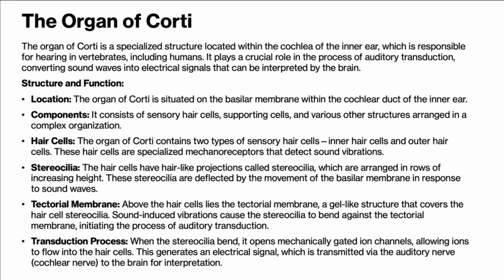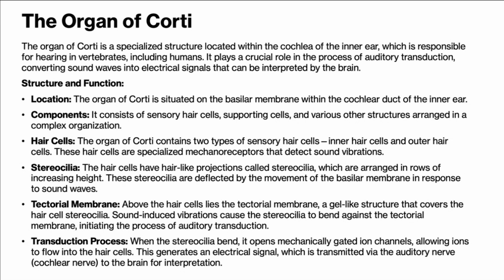So the organ of Corti is a structure found inside of the cochlea of the inner ear, and is important for hearing in vertebrates, including humans. It has an important role in auditory transduction, and it converts sound waves into electrical signals. The organ of Corti is found on the basilar membrane inside of the cochlear duct of the inner ear. It is made of sensory hair cells, for example the stereocilia. Stereocilia are a type of hair cell which you can find there, along with other structures arranged in a complex organization.